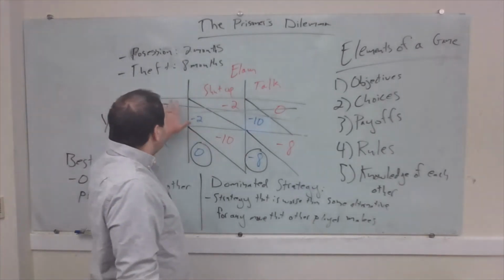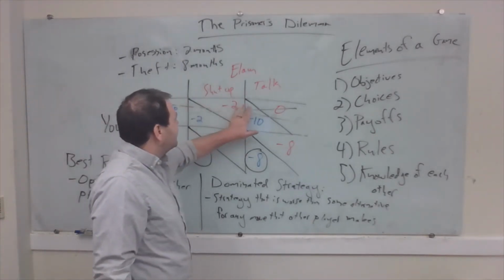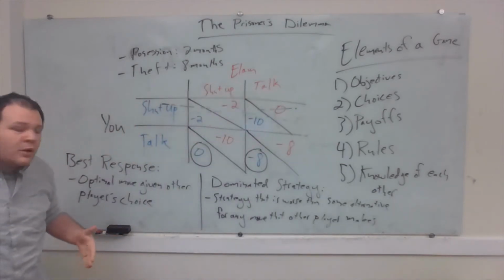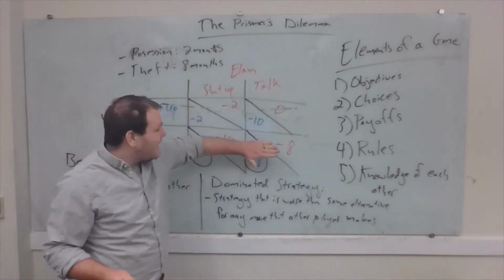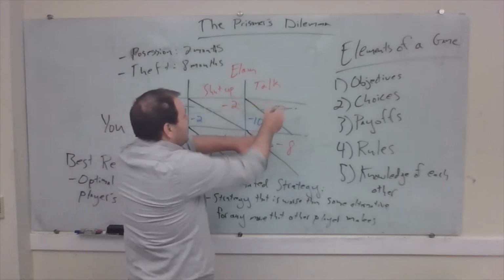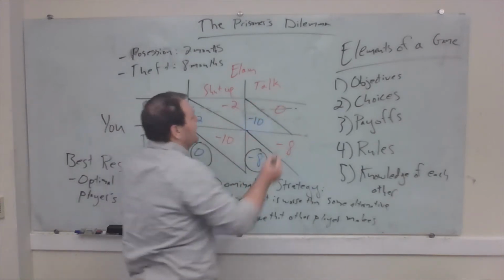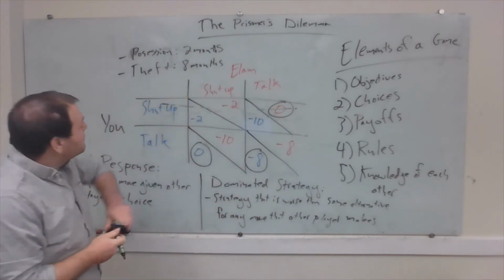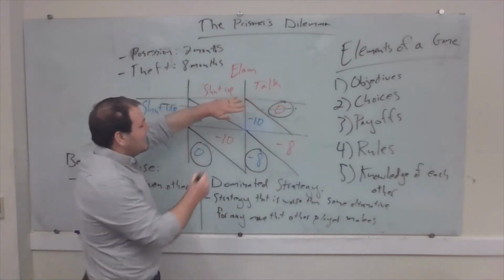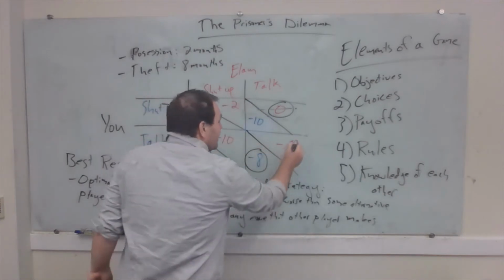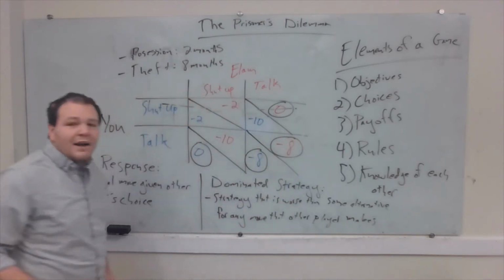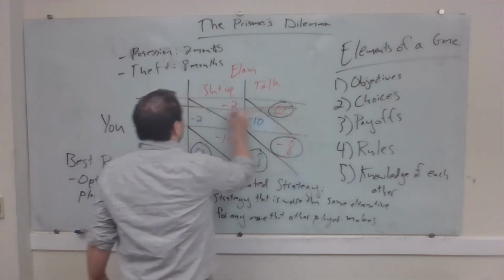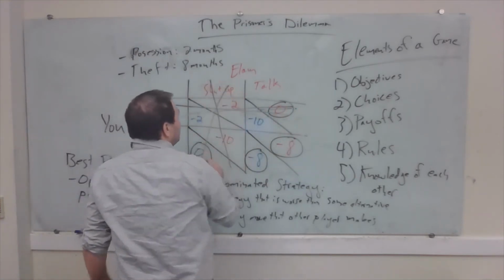Let's think about this from President Elam's perspective. For President Elam, we're going to have the same problem. If he knew for sure that you weren't going to talk, he would compare the payoff from -2 and from 0, and his best move would be to talk. If he knew for sure that you were going to be quiet, he would compare -10 to -8, and his best move would be to talk. As a result, for him as well, shutting up is going to be a dominated strategy.